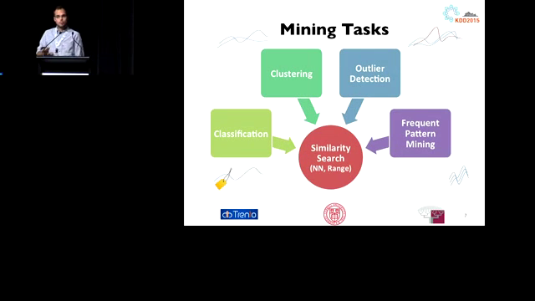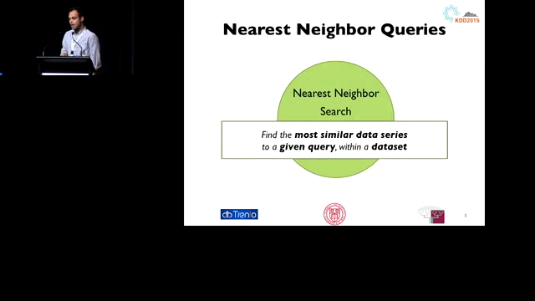So analysts need to perform data mining tasks, such as classification, clustering, outlier detection, frequent pattern mining, and more. But at the heart of all these algorithms lies similarity search. They need to perform nearest neighbor and range queries. So in this work, we're interested in nearest neighbor queries, that is, finding the most similar data series to a given query within a data set.